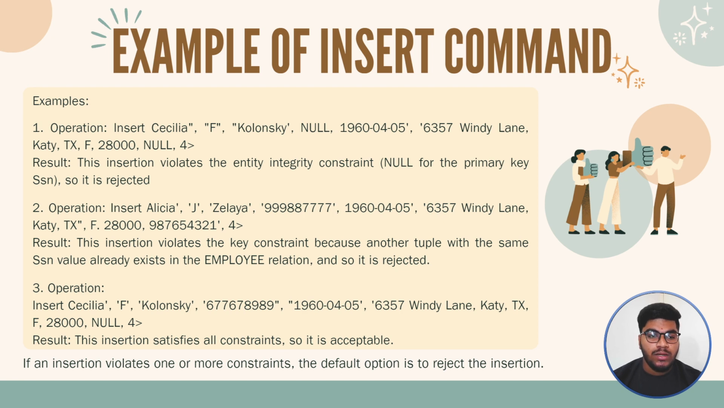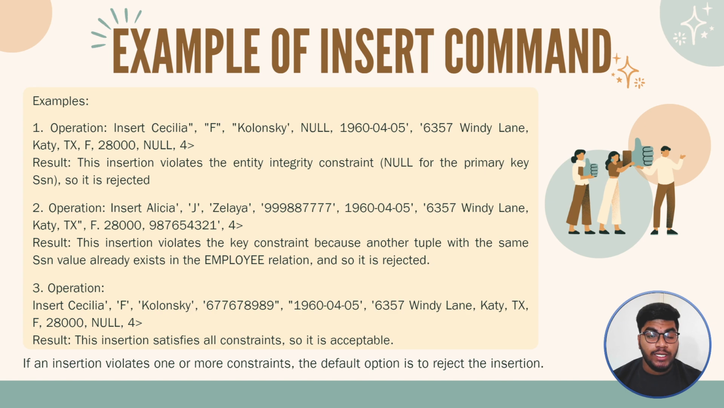We can see that the date of birth, that is 1964 5, is already present in the first operation. Again we have taken the same value in the second operation, so it will have the same value of the SSN, so it is rejected due to the key constraint, because it violates the key constraint. Now we can see the third operation, where it satisfies all the constraints, so it is acceptable. If an insertion violates one or more constraints, the default option is to reject the insertion. So this is about the insert command.